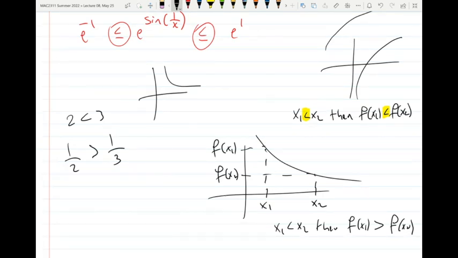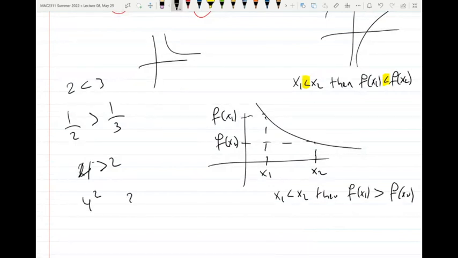How about the square function for positive values? 4 is bigger than 2. If I square them, do I keep the direction or do I flip it? I keep it. Why? Because the square function is increasing on the positive side, so it respects inequality.